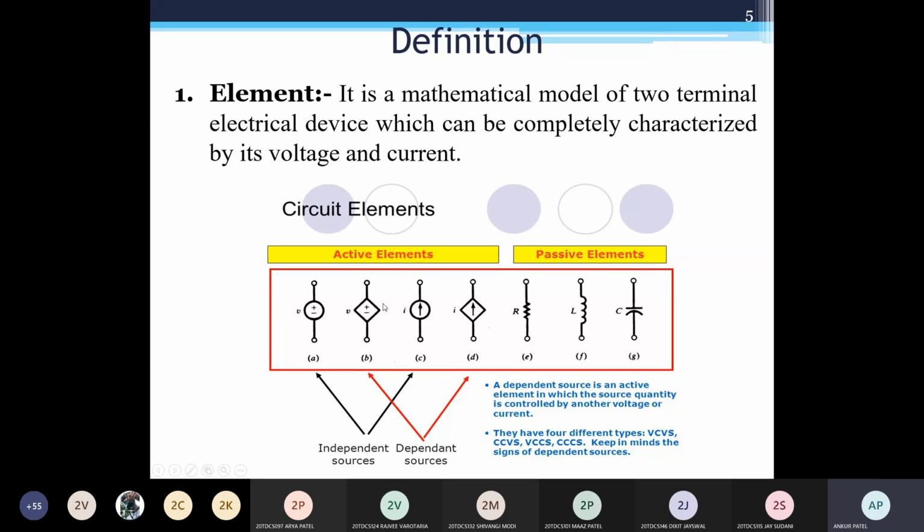Some of the elements are dependent sources and some are independent sources, which we discuss under active element and passive element. This black colored source is an independent source, but this red colored source is called a dependent source. In circuits, you will have both types, independent and dependent sources. According to the identification of the symbol, you can identify which is independent and which is dependent. We also discuss active and passive elements: voltage source, current source are active elements; passive elements are RLC, resistor, inductor, and capacitor. These are the circuit elements.